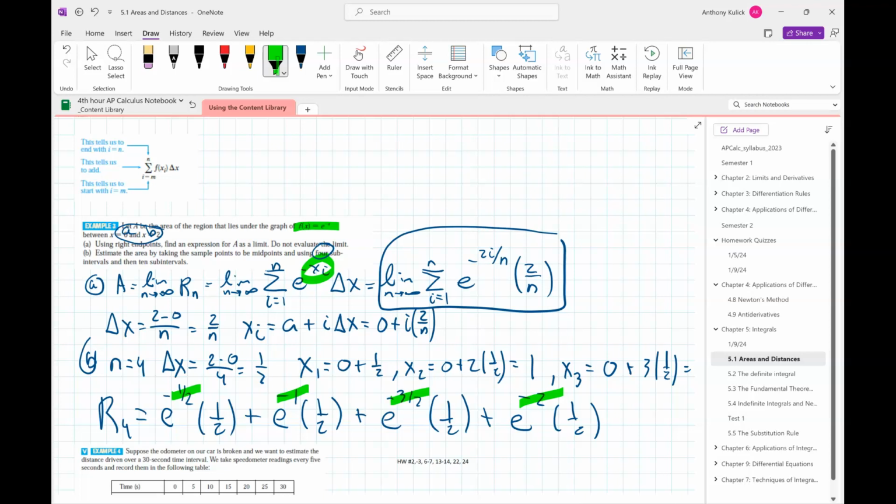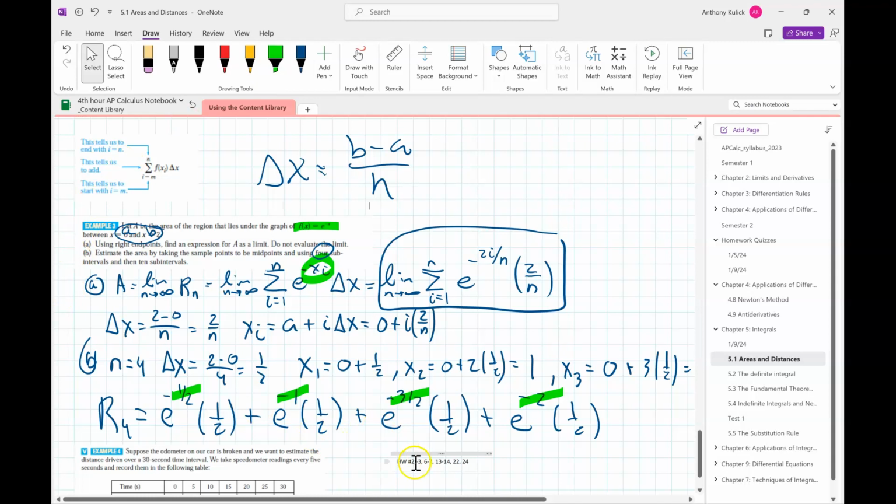So the 2 minus 0 over 4 is the 2 over n equation. Delta x we defined as b minus a over n. That is always the same. That is always how we find delta x.